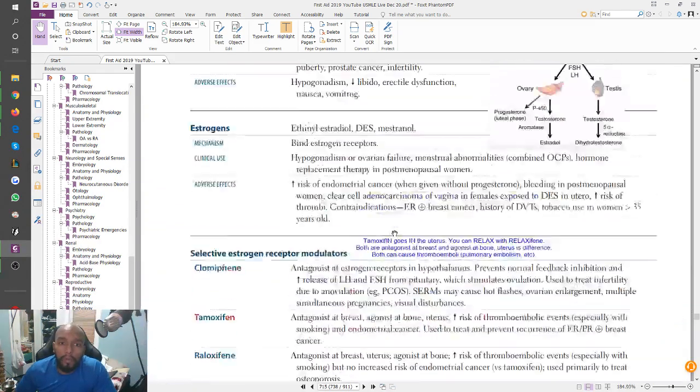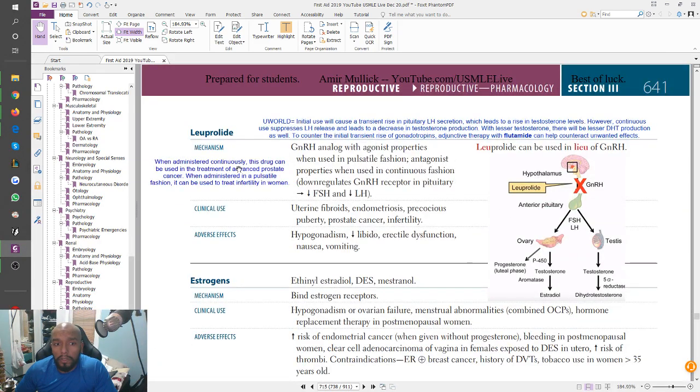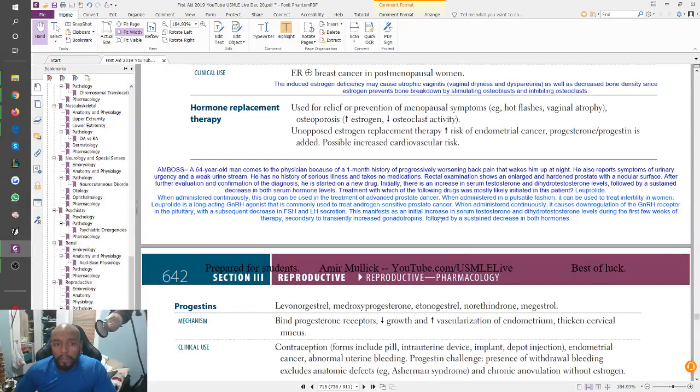Just earlier we said that we can use leuprolide in a continuous manner, right, to treat advanced prostate cancer, right? But in the beginning, there would be an initial transient rise in hormones, right? To counter that unwanted effect from the initial rise, you can add flutamide as well. So here, when administered continuously, this drug can be used in the treatment of advanced prostate cancer. Leuprolide, when administered in a pulsatile fashion, can be used to treat infertility in women. Leuprolide is a long-acting GnRH agonist that is commonly used to treat androgen-sensitive prostate cancer.